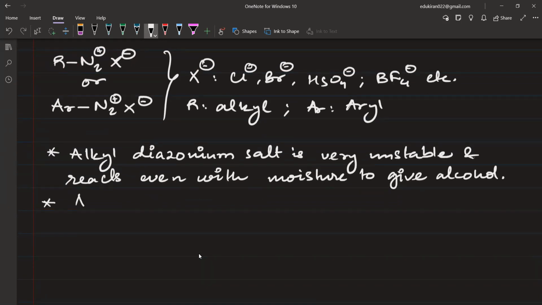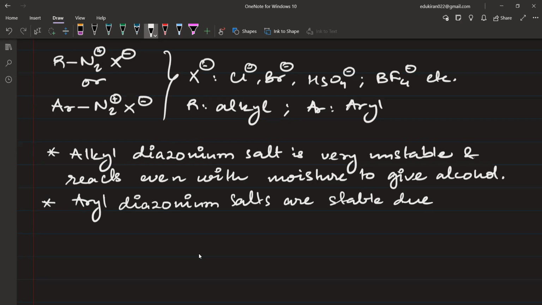What about aryl diazonium salt? These are stable because of resonance. Aryl diazonium salts are stable due to resonance. So here we have double bond, single bond, double bond. Then we have R, this nitrogen with a triple bond to nitrogen and a positive charge.